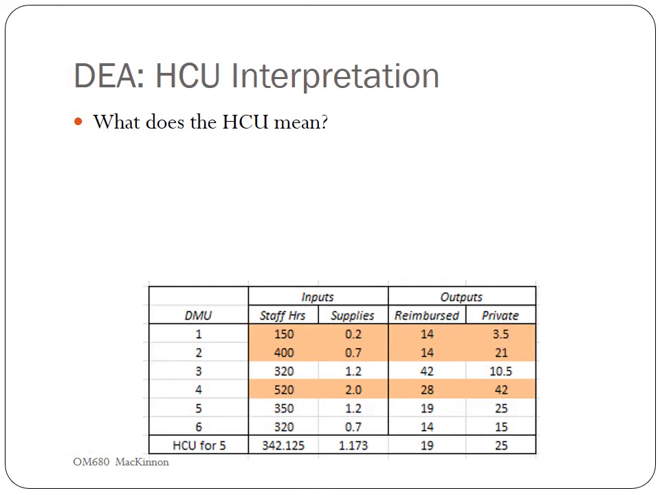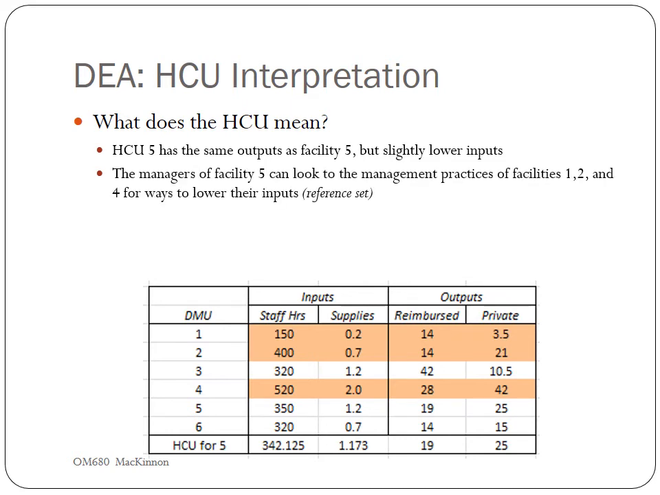So, what does it mean? What does this HCU mean? Well, as you can see, the HCU 5 has the same outputs as Facility 5, but slightly lower inputs. That means that the managers of Facility 5 can look to the management practices of our reference set 1, 2, and 4 for ways to lower their inputs. We can probably gauge that higher outputs are not possible in this case. But there might be ways of lowering our staff hours, the amount that we spend on supplies, and so on.